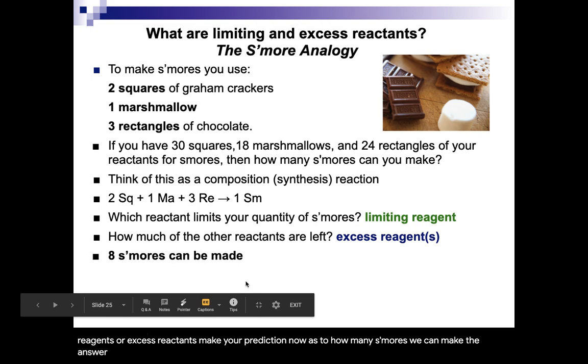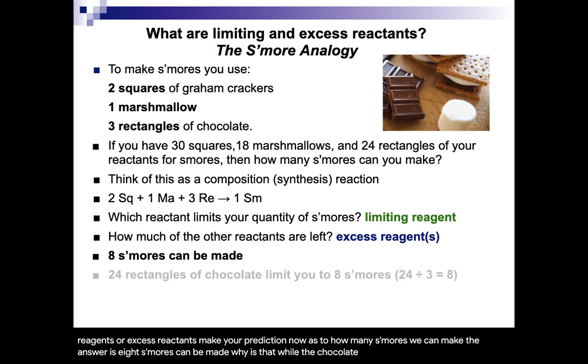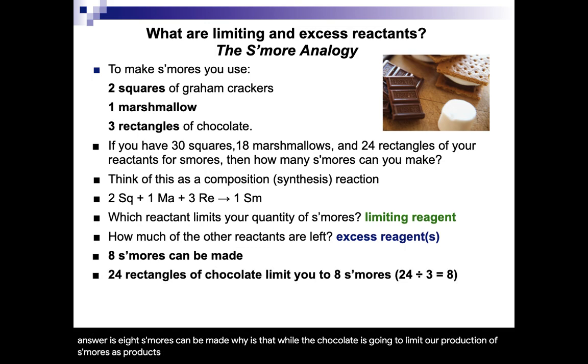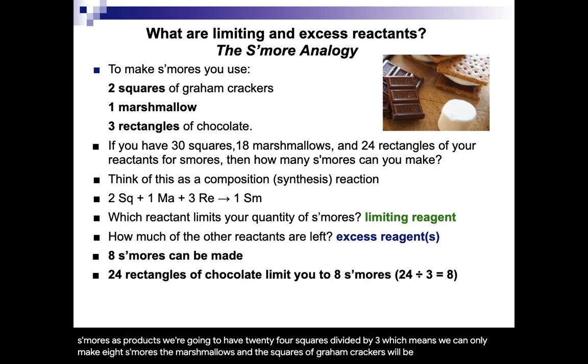The answer is 8 s'mores can be made. Why is that? Well, the chocolate is going to limit our production of s'mores as products. We're going to have 24 rectangles divided by 3, which means we can only make 8 s'mores. The marshmallows and the squares of graham crackers will be in excess.